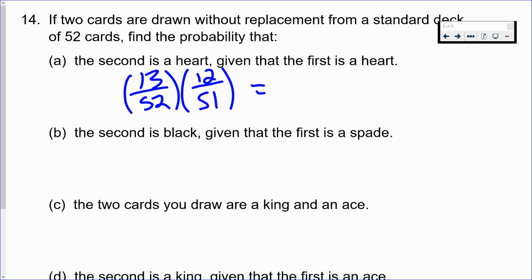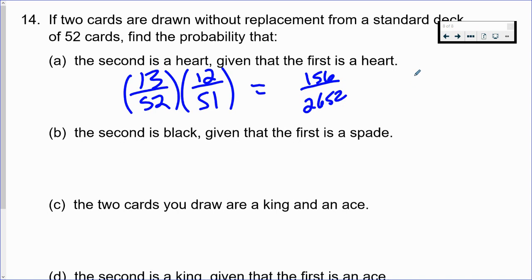Okay, so if we multiply on the top, we're going to get 156. If we multiply on the bottom, 2652. I'm not even going to reduce this, guys. You don't even have to get this. I'm showing it to you so you know. But you could just type it straight in the calculator. You could type in 13 over 52 times 12 over 51, and it'll give you the decimal. And so let's take a look at what we have as a percentage.